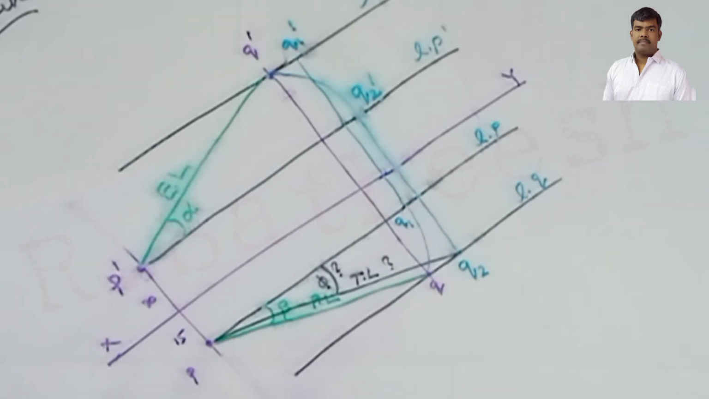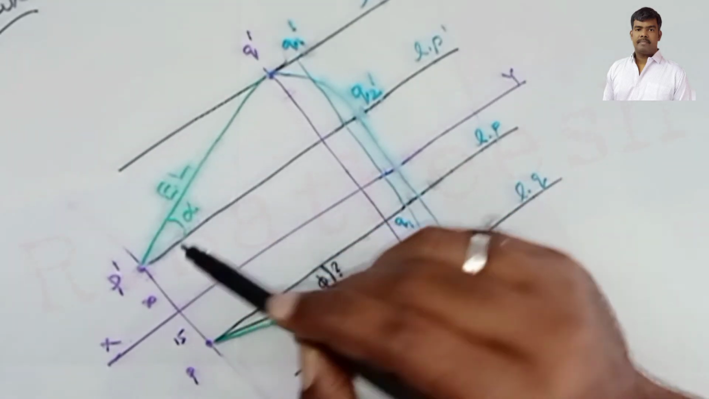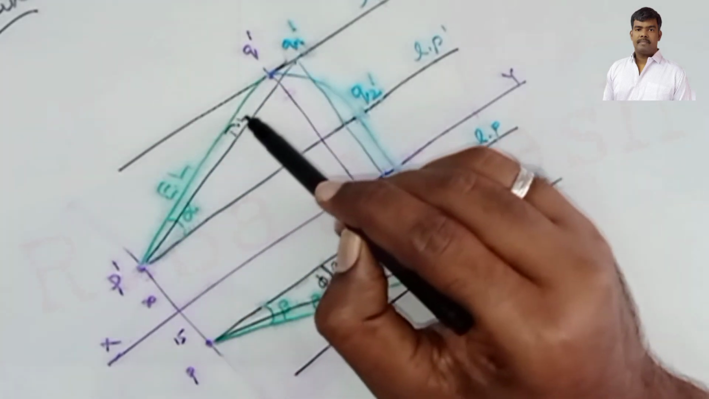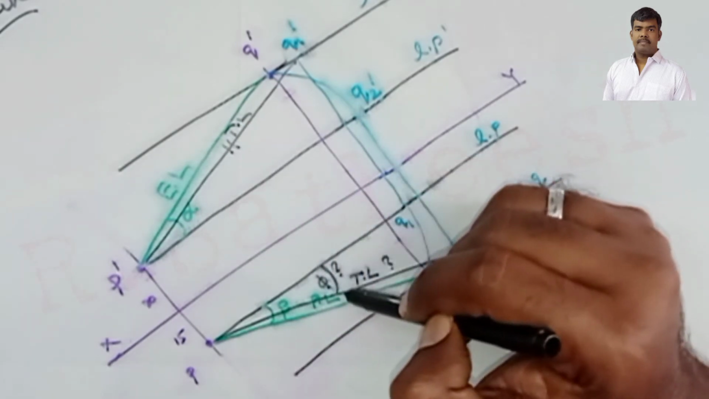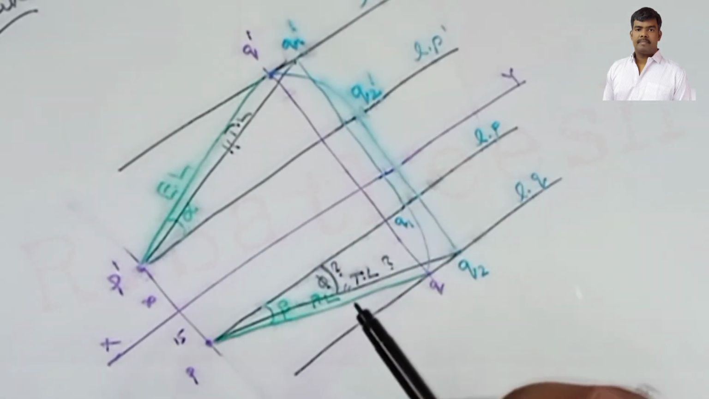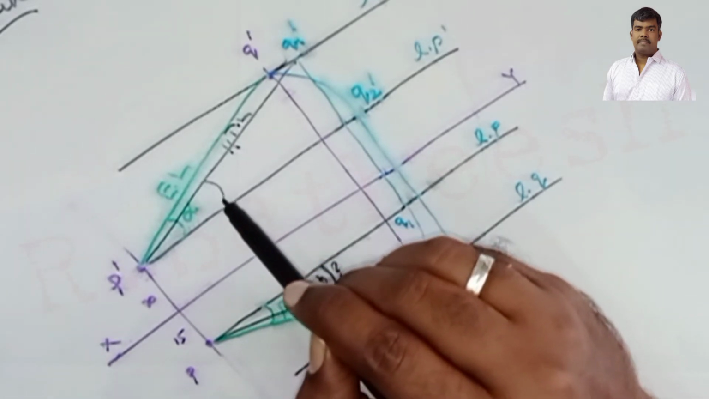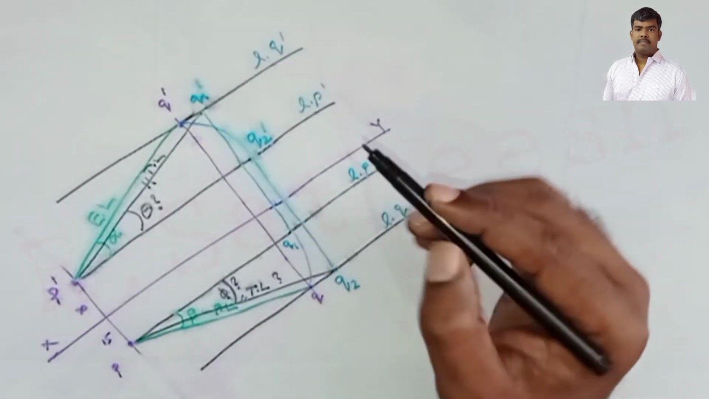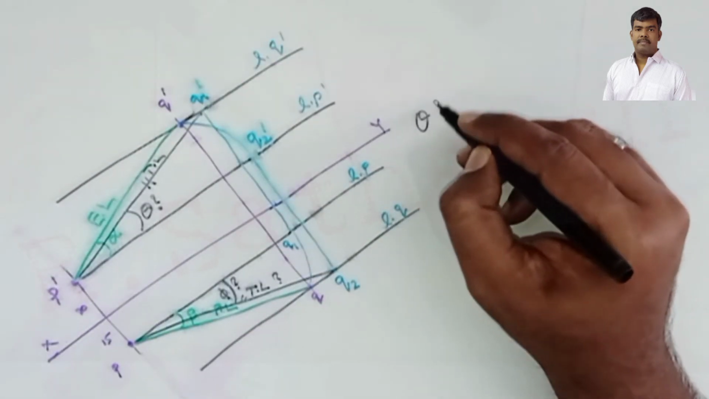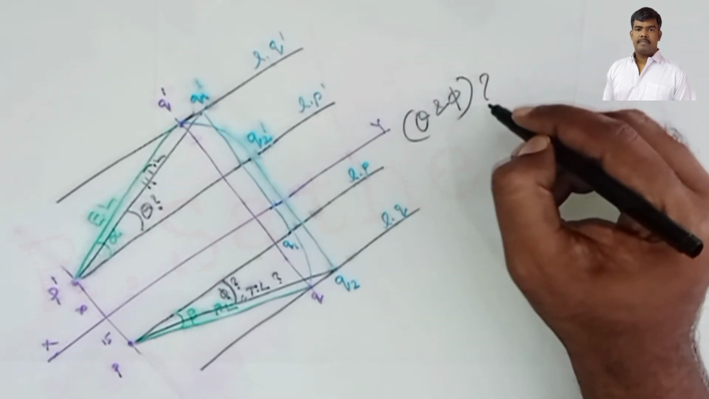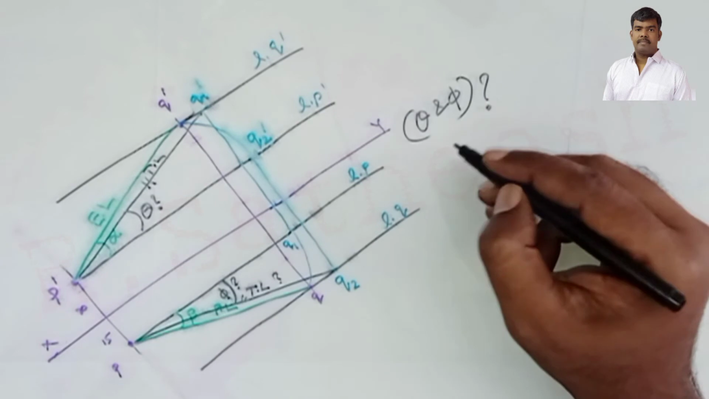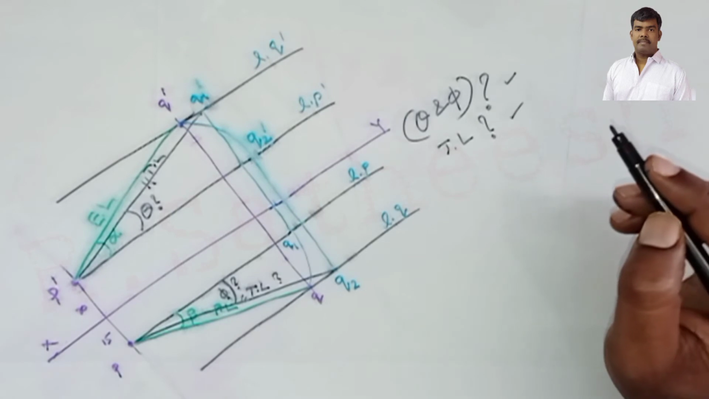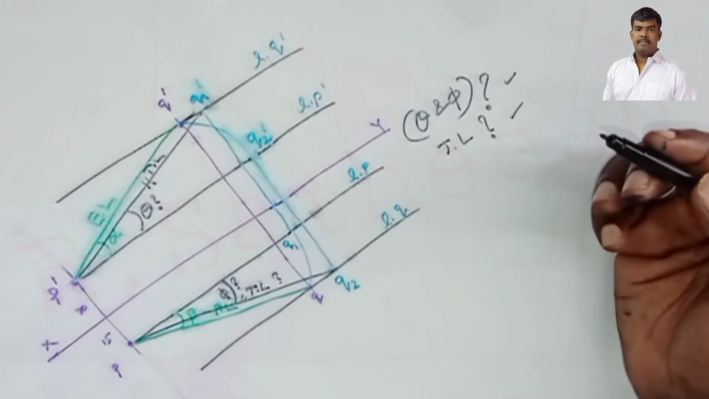Then you join P dash Q1 dash. This is also the true length, and this true length is 100% the same as that one. Now here the true length makes an angle with HP, that means the theta value. So measure this also. As per the problem, they are asking to find theta and phi. So find them, and measure the true length. Right, so that is over. It is the solution for our problem.